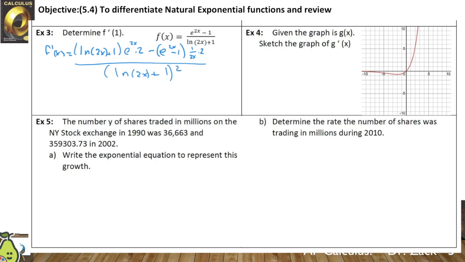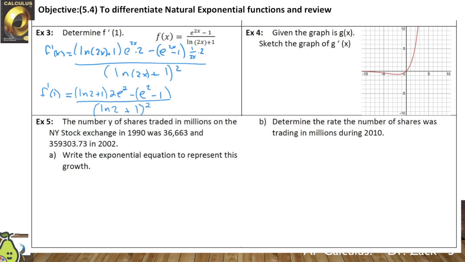Okay, but we were told to find f prime at 1. I could simplify, or I could substitute first. Guess which one I'm doing. So now I get the natural log of 2 plus 1 multiplied by 2e minus, okay, what do I have? I have another e to the second power minus 1 multiplied by 1. Whew, that was nice. All divided by my denominator, which is the log of 2 plus 1.